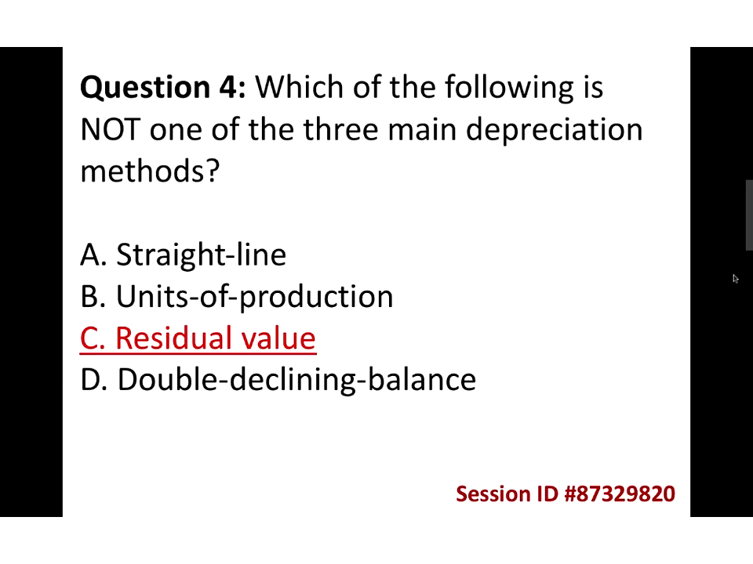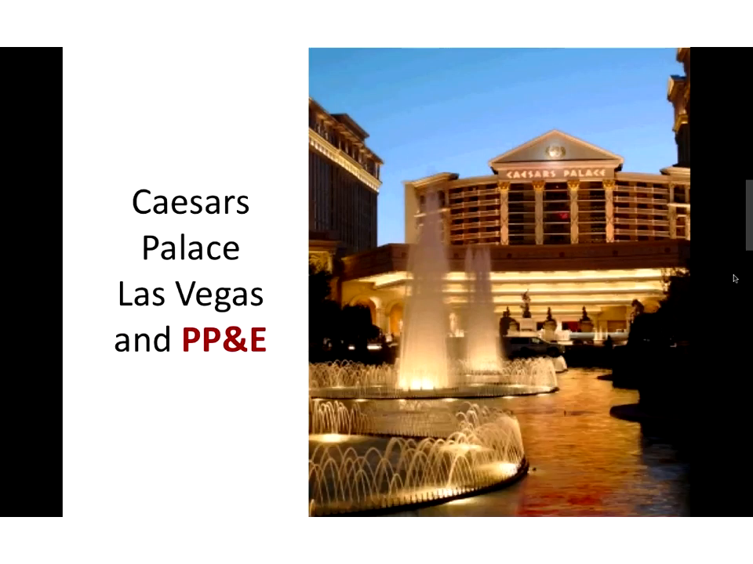Okay, what we're going to do now is I've got another little story about Caesar's Palace. This is Caesar's Palace in Las Vegas, and they have lots of property, plant, and equipment. Caesar's Palace in Las Vegas is composed of 6 towers, and one of their towers, the Roman Tower, they renovate about every 15 years, and not all at once. So they'll take one tower out, renovate it, and then put it back in.